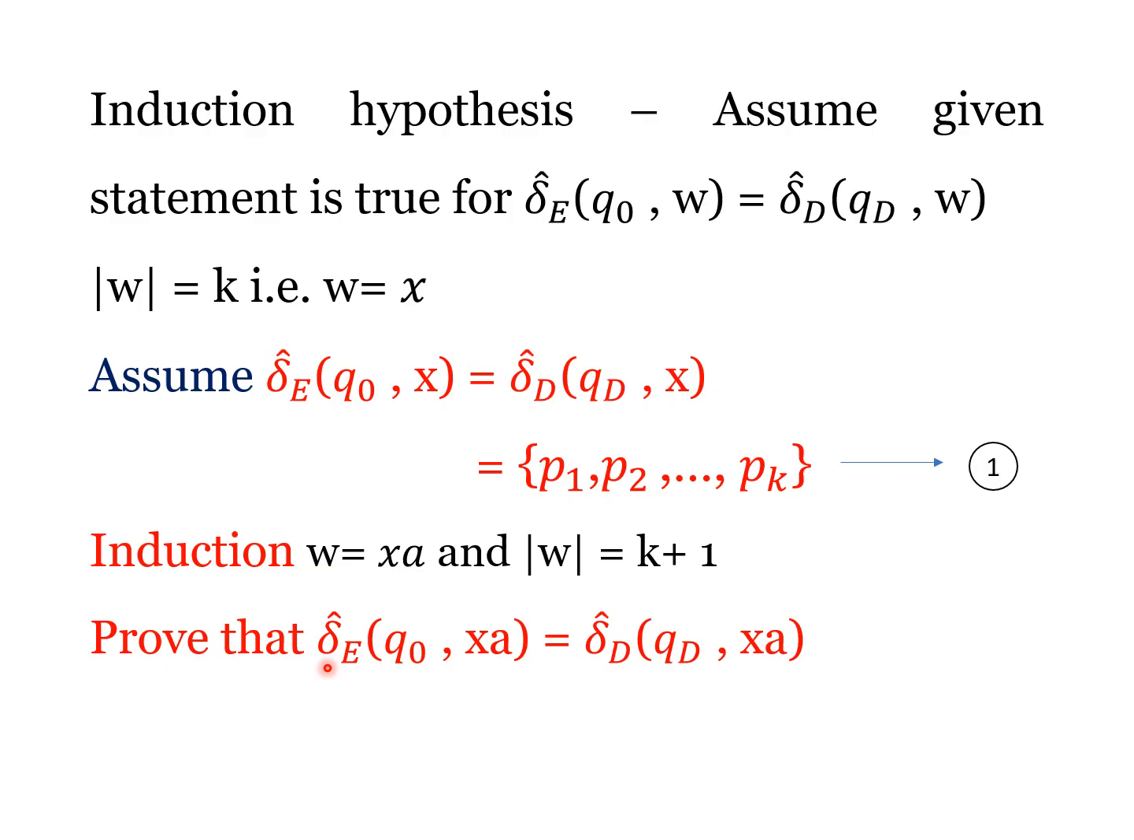The epsilon NFA transition starting from Q naught, processing the string XA, reaches some set of states, in other words reaches the final state of the epsilon NFA. Then the constructed DFA starting from the start state QD of the DFA, processing the string XA, also reaches the final state of the constructed DFA. If this is done, then we are proving the induction part.